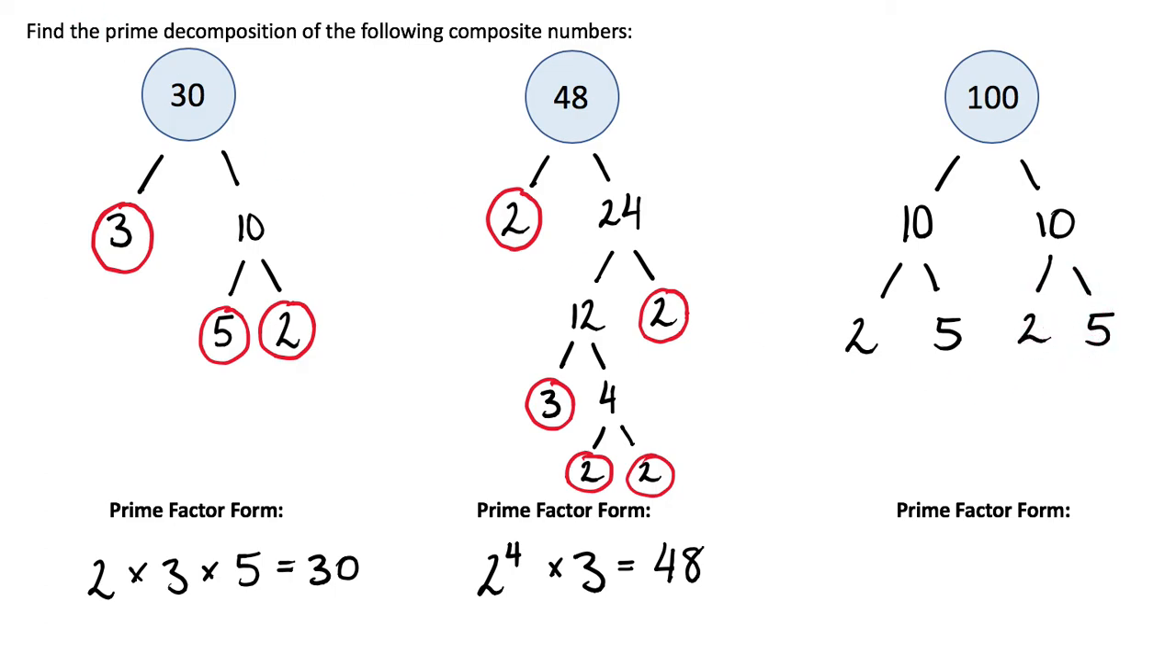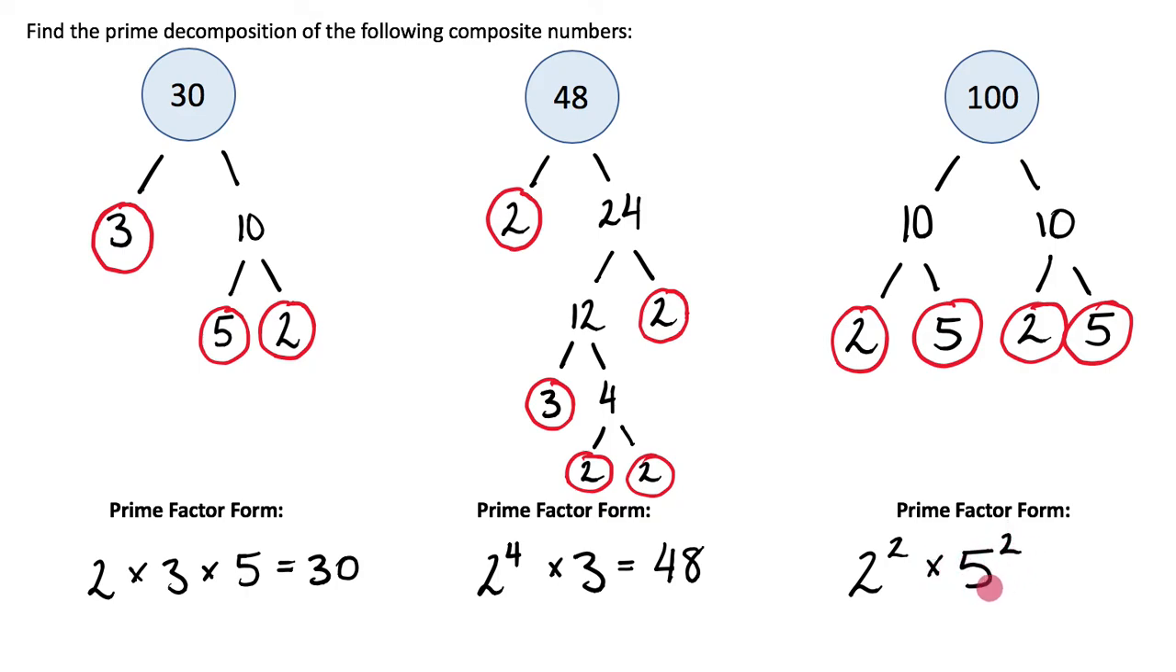So that means 2, 5, 2, 5. So I could write that as 2 raised to the power of 2 times 5 raised to the power of 2. And this makes sense because we know that 5 squared is 25, 2 squared is 4, and 4 times 25 is 100. So that checks out. Perfect. Now that ends today's lesson.